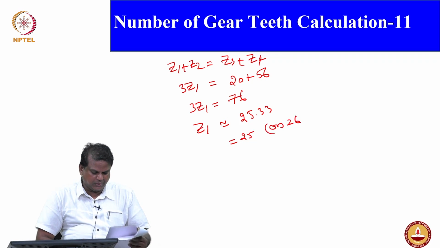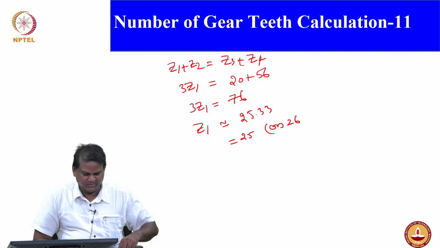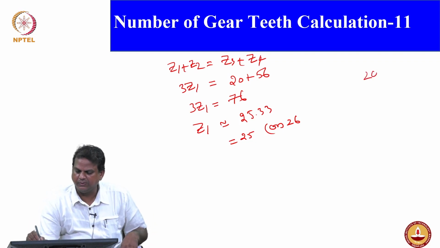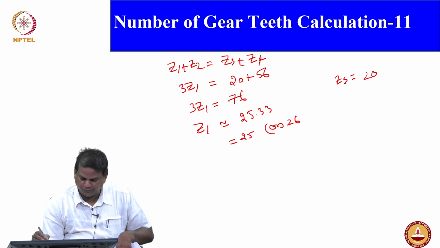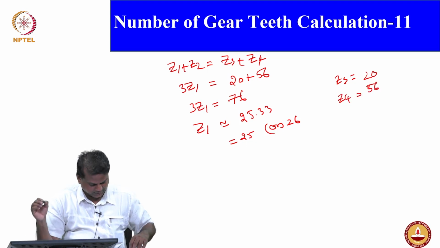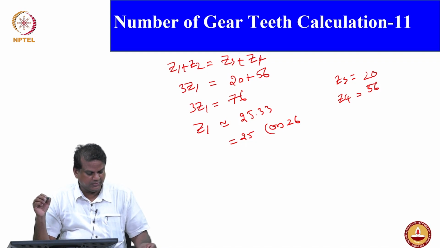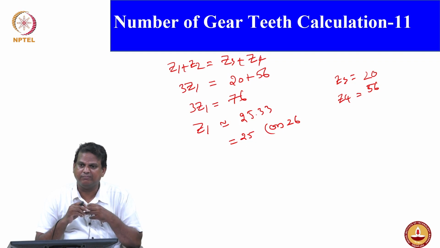So according to number of teeth, you supposed to get how much? Earlier we found out 20, right? 20 for Z3, right? 20 for Z3. Then Z4 is 56. That's what we did, because we take it as an approximation. So what is your understanding? Do you think that is correct? By choosing Z3 as 20.